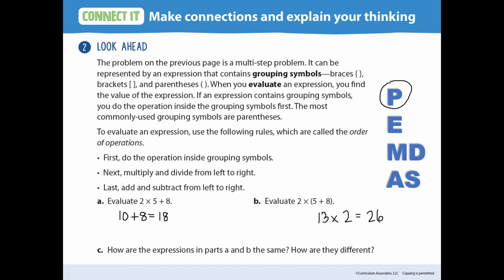Letter C. How are the expressions in part A and B the same, and how are they different? Please pause to write your answer and then press play to check. So the way that they are the same, both use the same numbers and operations. They both have 2, 5, and 8. They both have multiply and add. But the expression in B has parentheses, whereas the expression in A does not. Therefore, you will evaluate them in a different order.